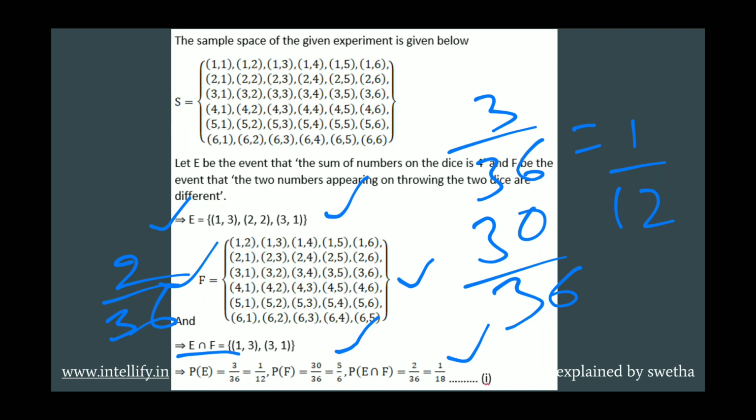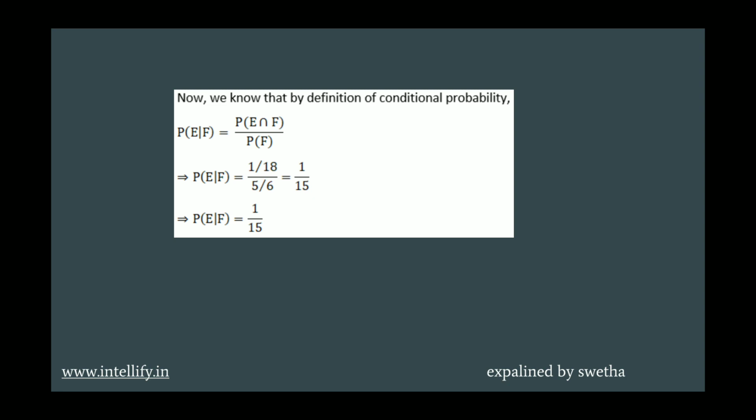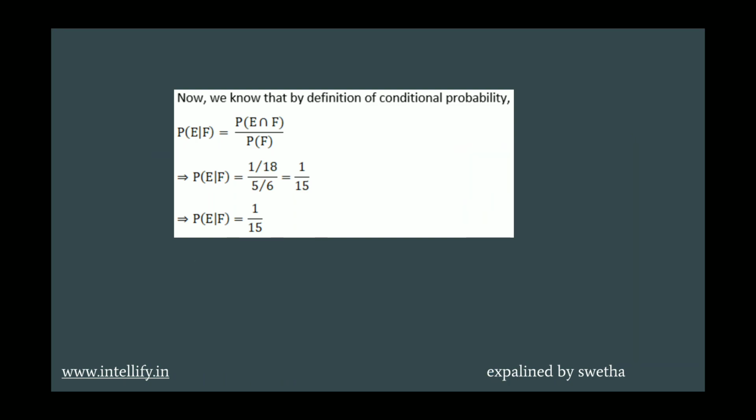From the conditional probability, we know that the probability of E given F can be written as the probability of E intersection F divided by the probability of F, that is equal to 1 by 18 divided by 5 by 6, that is equal to 1 by 15. Therefore the probability of E given F is 1 by 15.